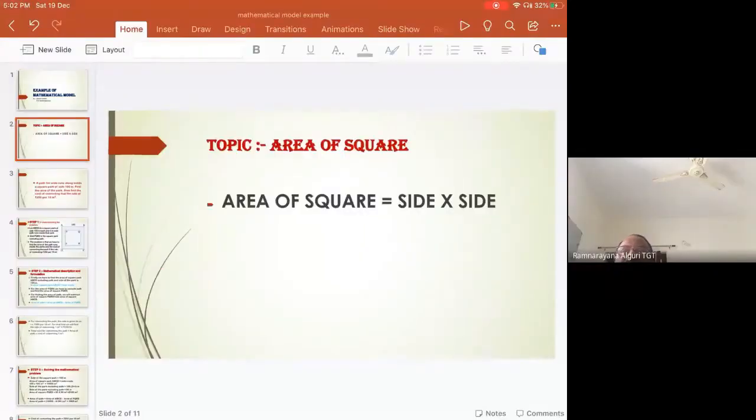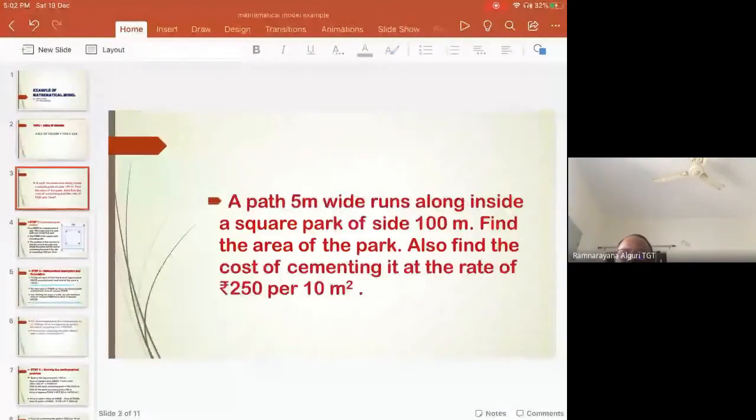Now I'm going to share one PDF, that PowerPoint, which I have prepared based on the square. The topic which I have taken here is area of a square, that is side into side. I have taken one question from class 7. A path 5 meter wide runs alongside inside a square park of side 100 meter. Find the area of the park.